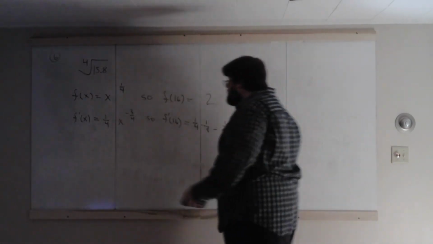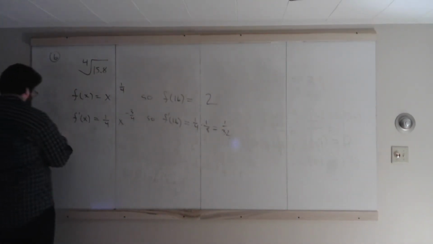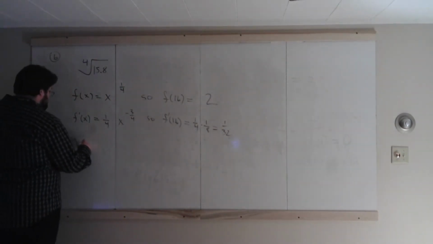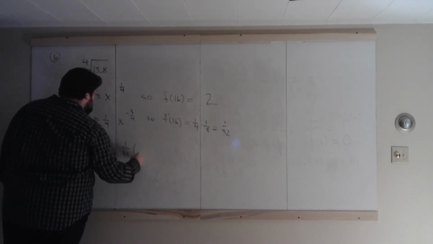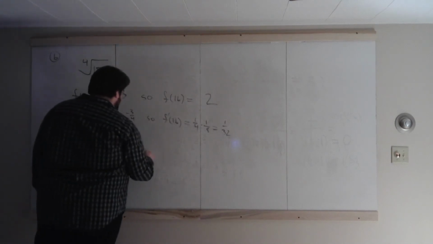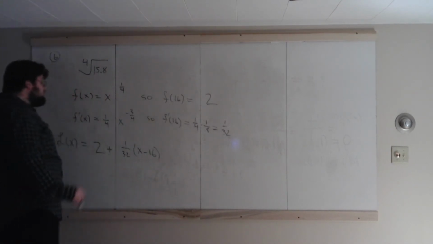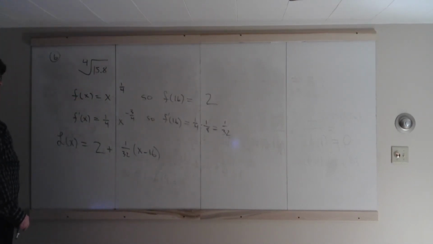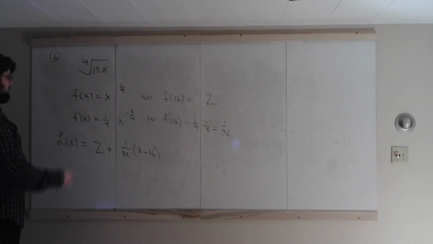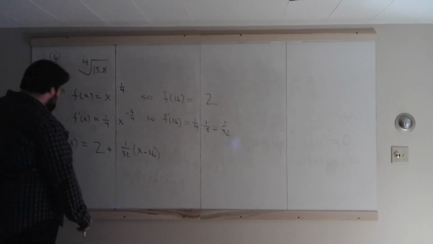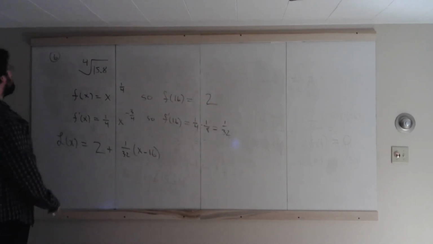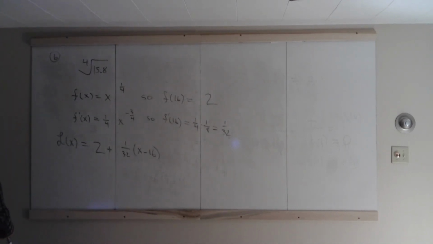And now we can find our linear approximation. It's the starting point 2 plus the derivative 1/32 times x minus 16. I feel like the answer I wrote in the solutions is not the same as this. But I might be thinking about the one I put on the test, because I also wrote that yesterday. Well, whatever. This solution's correct.